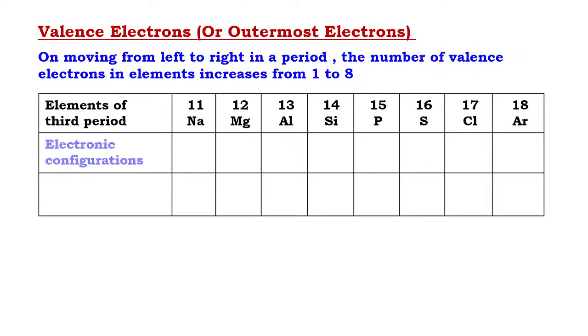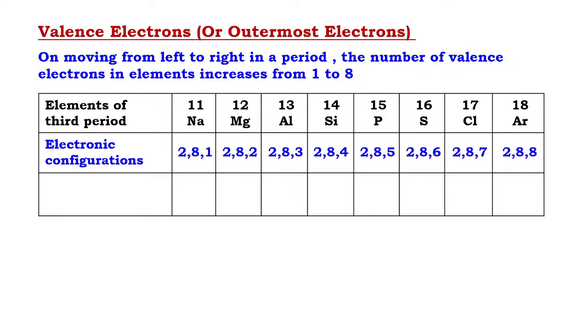Okay, now for example, you might have heard about shells called K, L, M, N, right? So look at this. Sodium, how many electrons do we have in total? 11 electrons. So 2 plus 8 plus 1, how much do you get? 11. Next, magnesium, 12: 2 plus 8 plus 2, 12. So valency is nothing but the number of electrons in the last orbit.